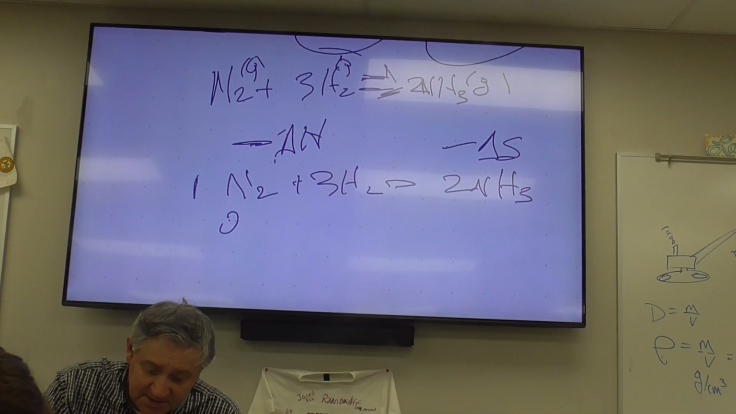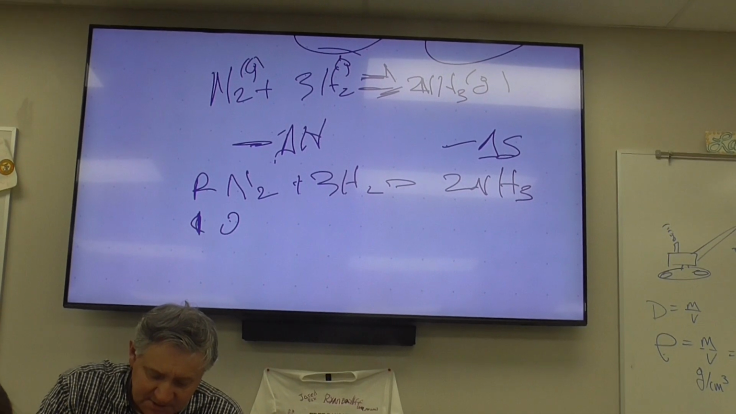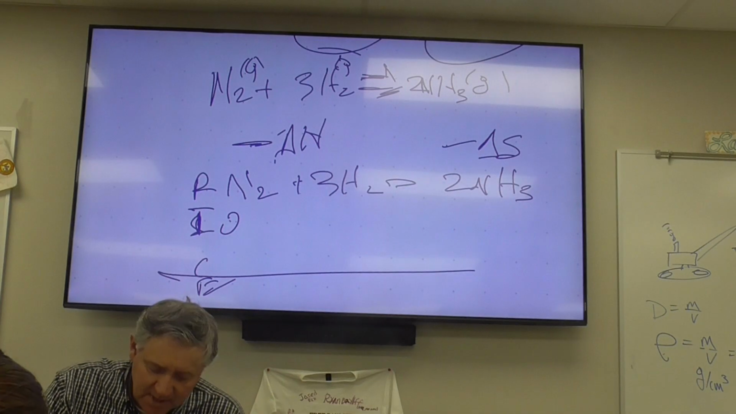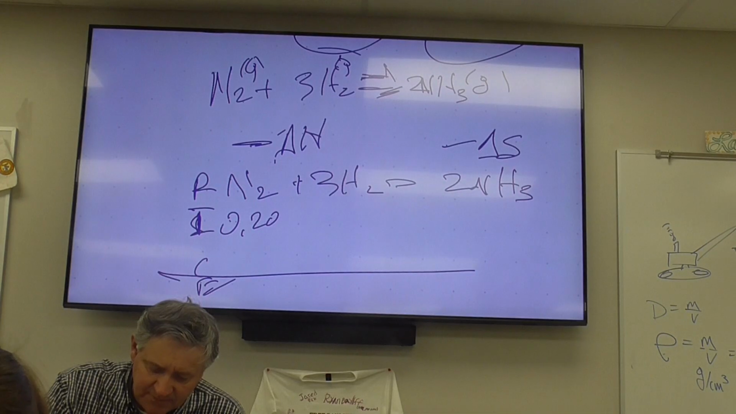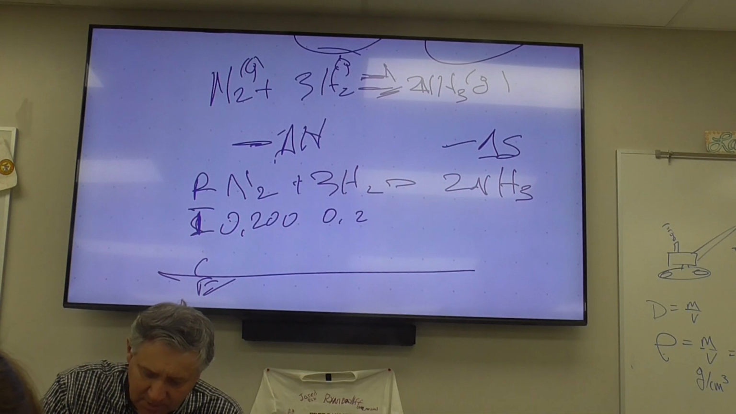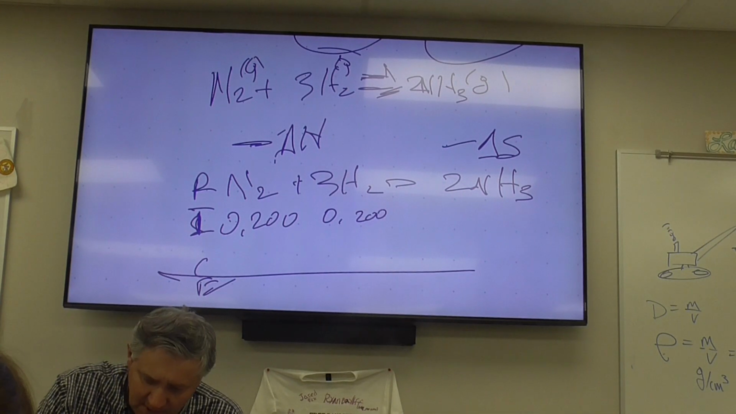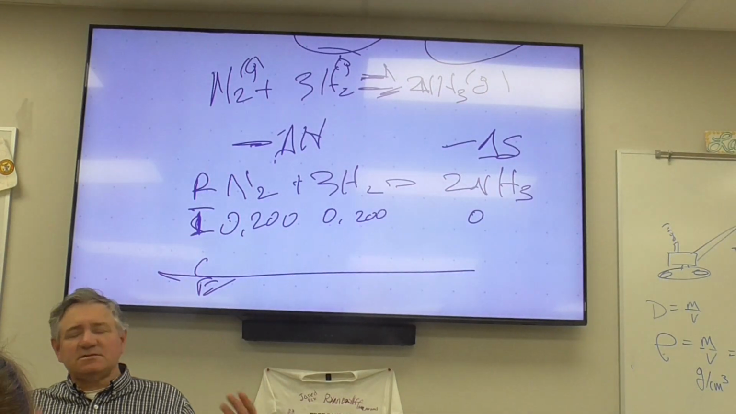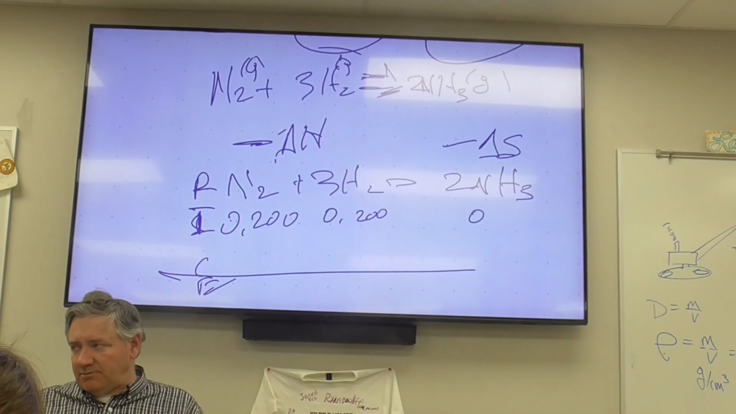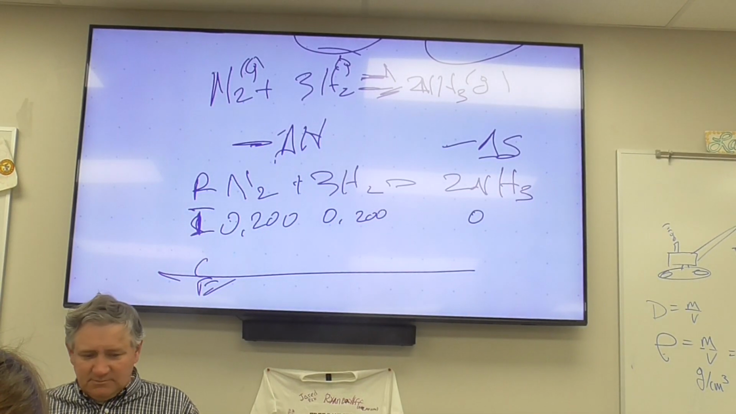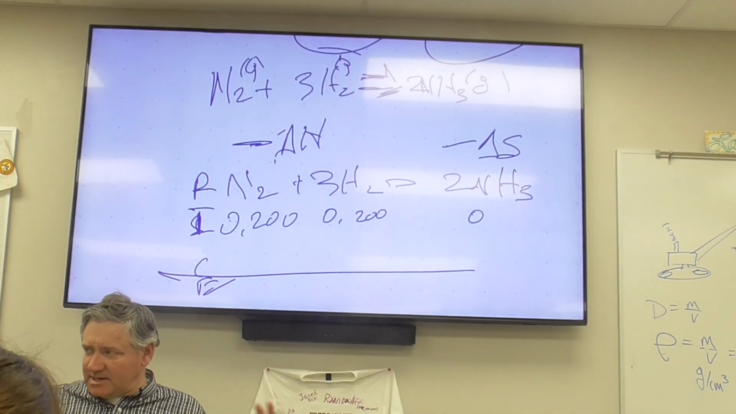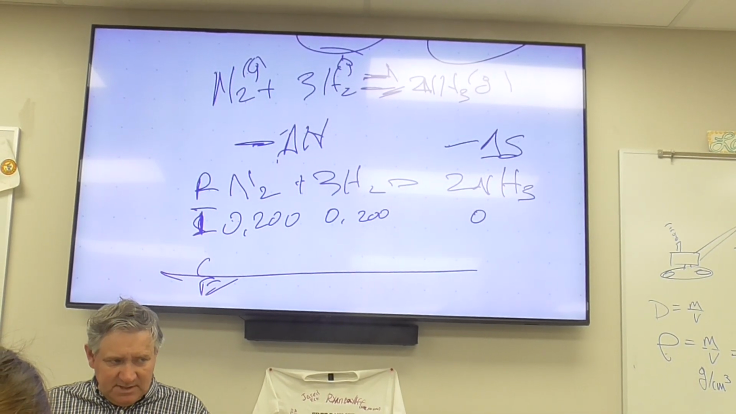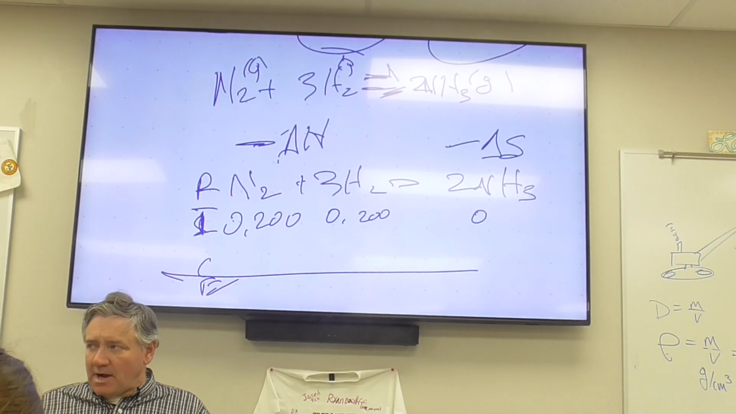So you've got to start, oddly enough, by setting up a rice chart, okay? And you've got 0.2 moles of nitrogen, and you have 0.2 moles of the hydrogen, and you have no ammonia to start with. Now, this is not a nice 1-to-1 ratio, because you've got 3 hydrogens reacting with 1 nitrogen, and you're producing 2 moles of NH3. So this is all about the stoich.